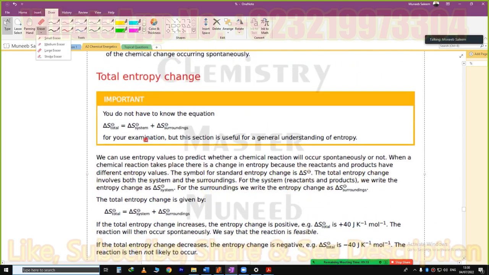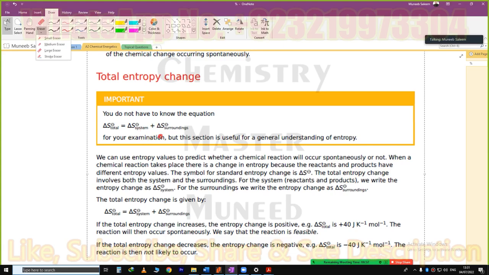Total entropy change, you do not have to know the equation. Delta S total is equal to delta S system plus delta S surroundings. This equation is not required for your examination, but they have used this equation to solve many numericals in this literature. So we will go through this equation as well.